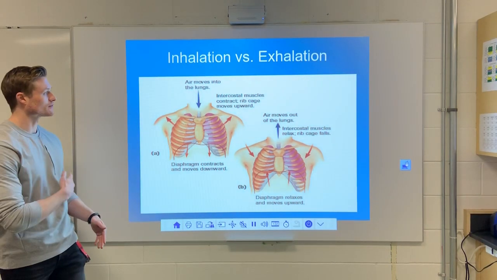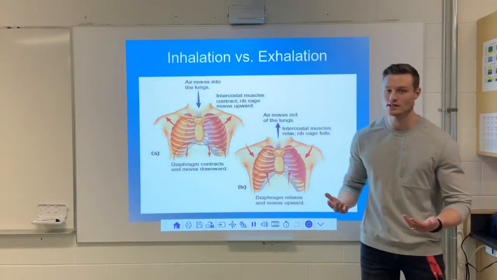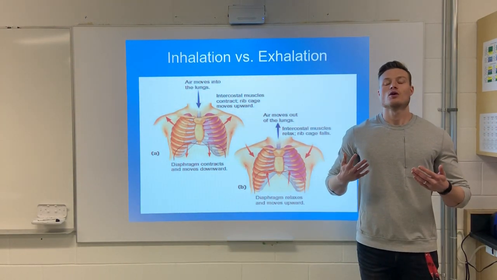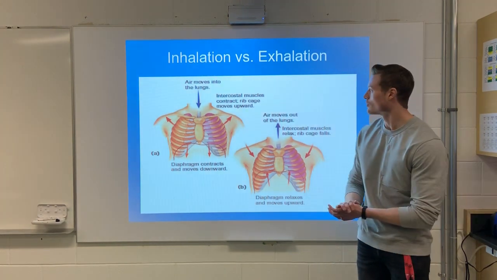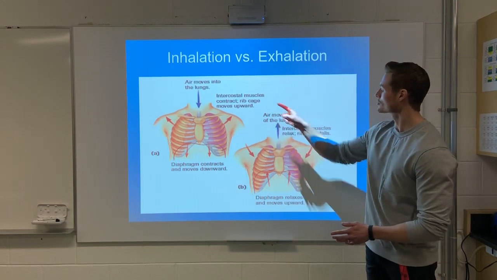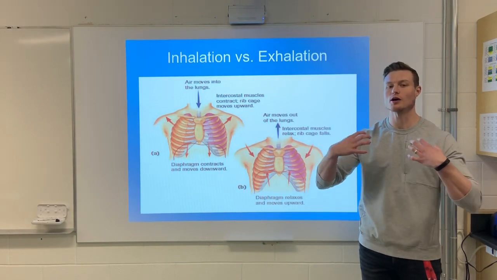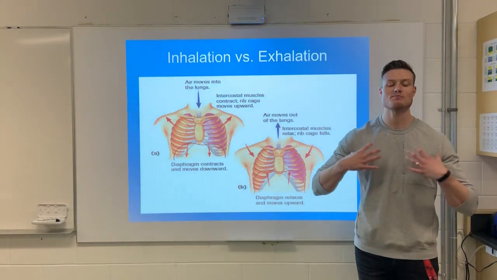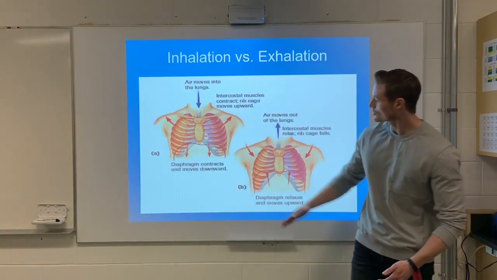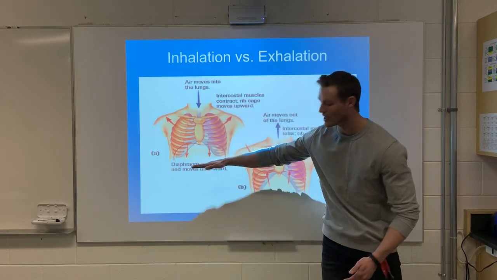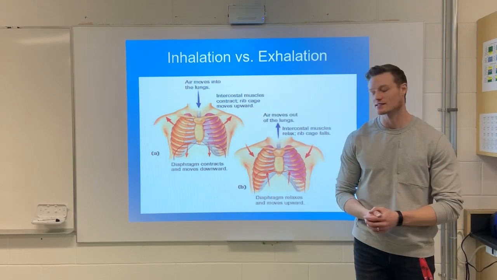We have inhalation versus exhalation. So you can all try this at home. If you take in a deep breath and then exhale, notice what happens to your rib cage. When you move air in, your intercostal muscles will contract and pull your rib cage outward or upward. It will pull your rib cage, expanding your chest cavity, allowing you to hold more oxygen. You'll also notice that the diaphragm will contract and push down. This will also increase your overall chest cavity.